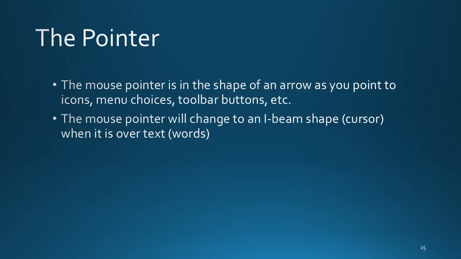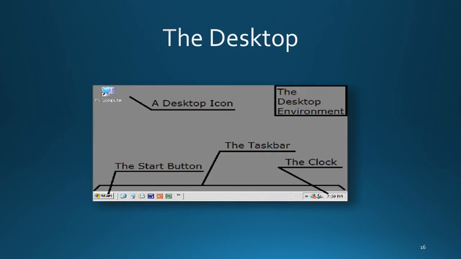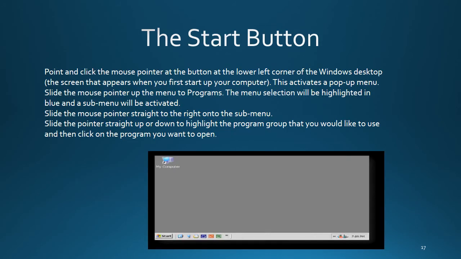Let's take a look at the pointer. The mouse pointer is in the shape of an arrow as you point to icons, menu choices, toolbar buttons, etc. The mouse pointer will change to an I-beam shape or a cursor when it is over text or words. The desktop. In this slide, you can see an image of what your desktop may look like. You see the start button, and you see many things on the ribbon, mostly called applications. So let's go ahead and take a look at those.